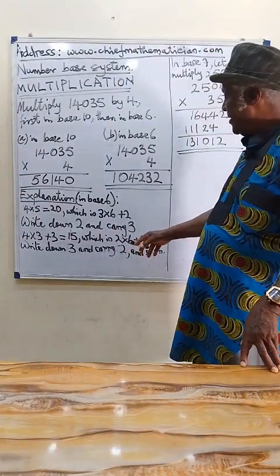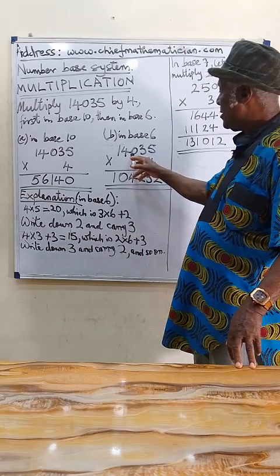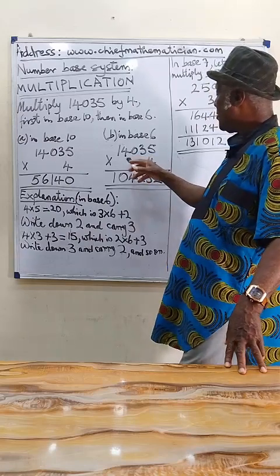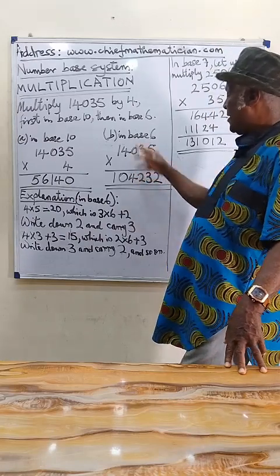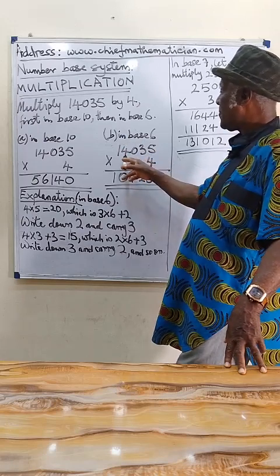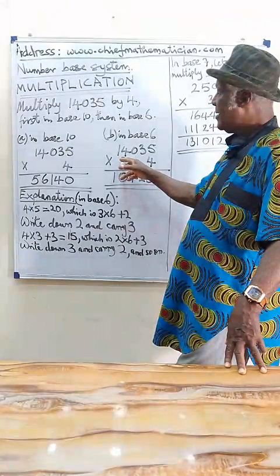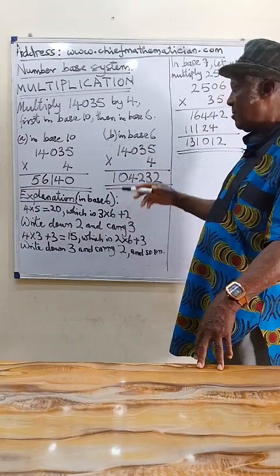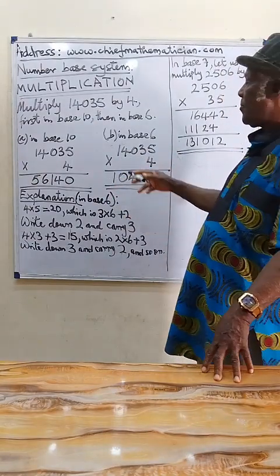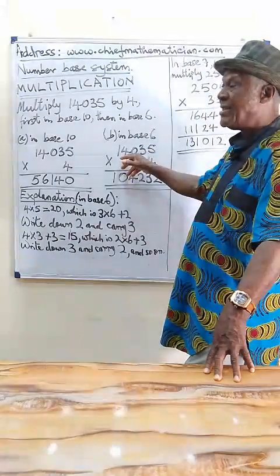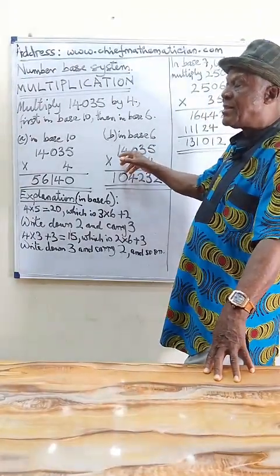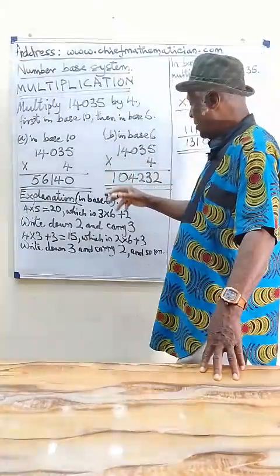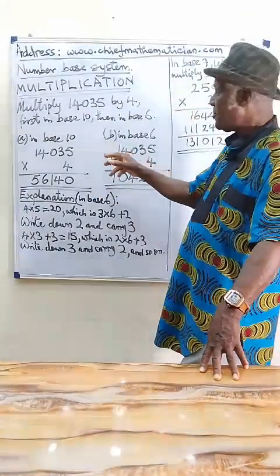What happens next? Sorry, 4 times 0 is 0. The 2 you carry, you put it down now. Now 4 times 4 is 16. And 16, of course, in base 6 is 2 times 6 plus 4. Please take note. 4 times 4 is 16. 16 in base 6 means 2 times 6, which will give you 12, plus 4. The 4 is what you put down now and carry 2.